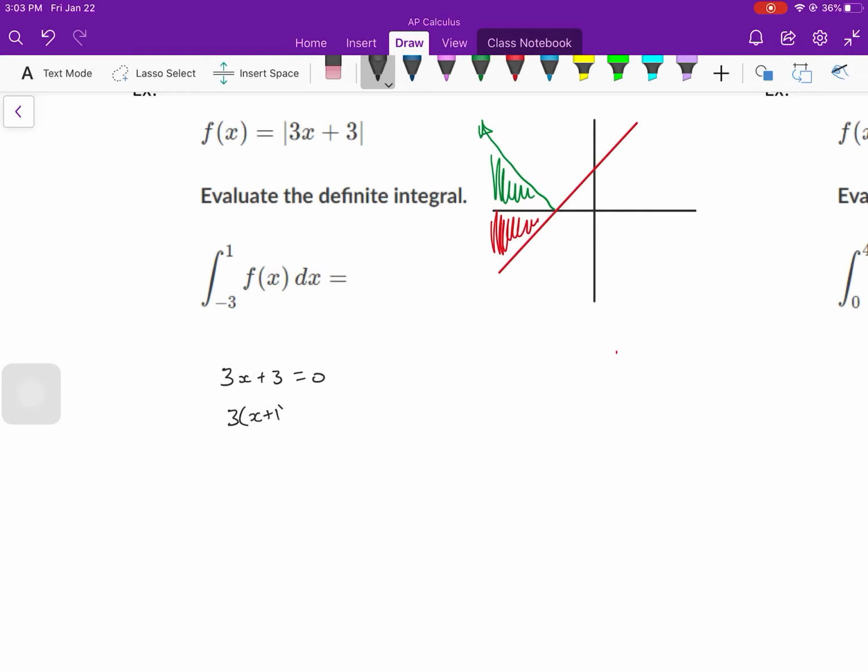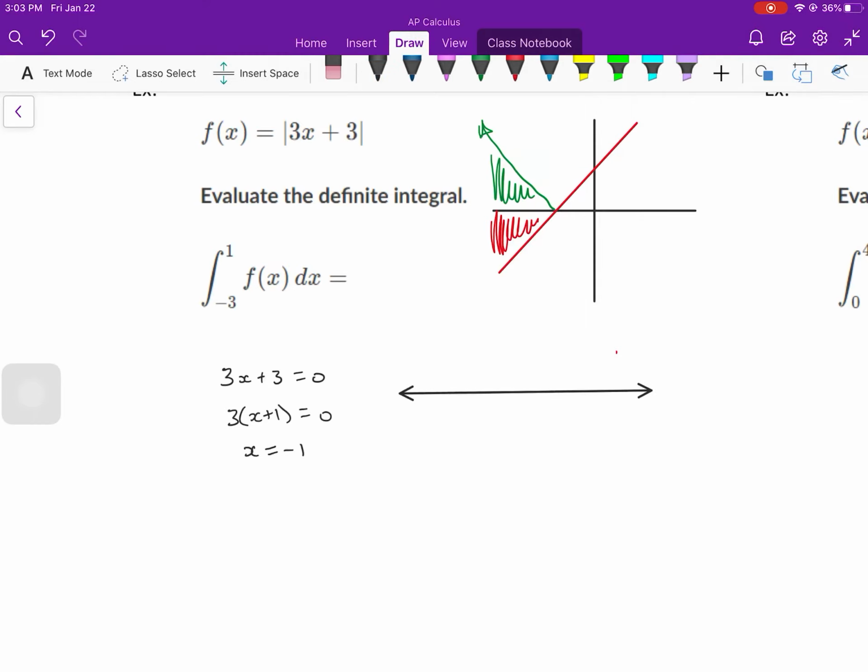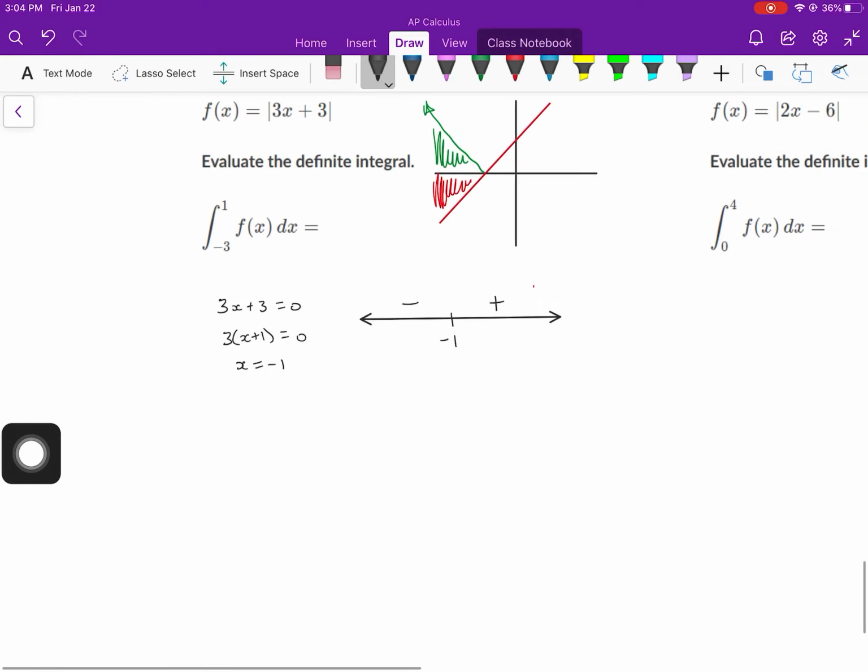You could factor this if that's the way you want to solve it. X equals -1. Let's do the interval test now. At -1, if we test a value to the left, say -2, -2 plus 1 is negative. Test 0, something to the right of -1, you get a positive. So it's negative to the left of -1.